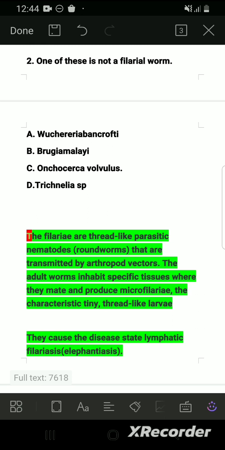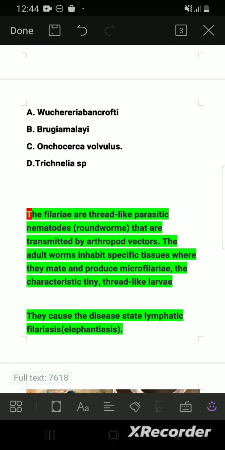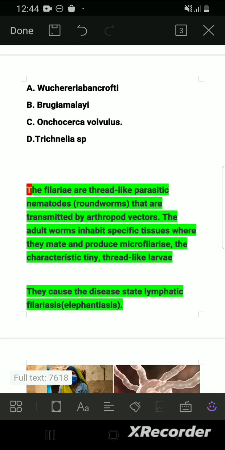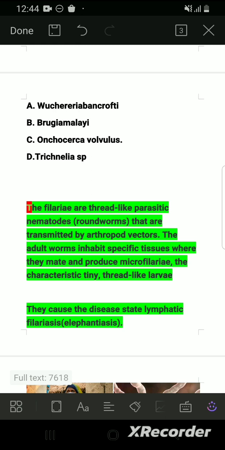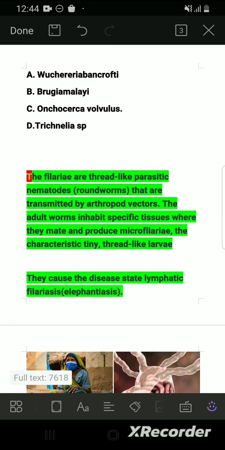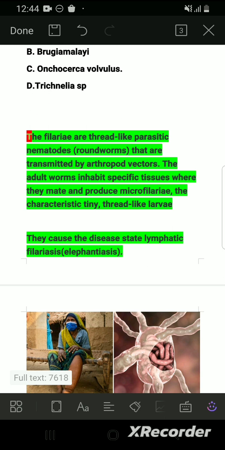Then the adult worms inhabit specific tissues where they mate and produce microfilaria, which is the infective stage, the characteristic tiny thread-like larvae. So they cause the disease state called lymphatic filariasis, also known as elephantiasis, as the common name. This is the accumulation of lymph, mostly in the limbs, a watery substance that happens mostly in the lower limbs. So the accumulation of this watery substance in the lymphatic system, mostly at the lower limb, causes elephantiasis, which is the common name of lymphatic filariasis.